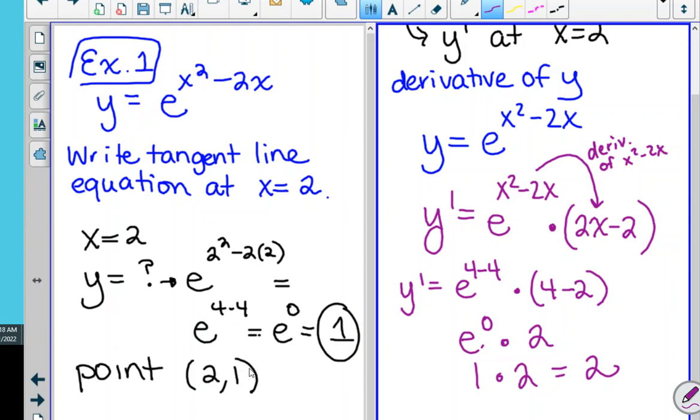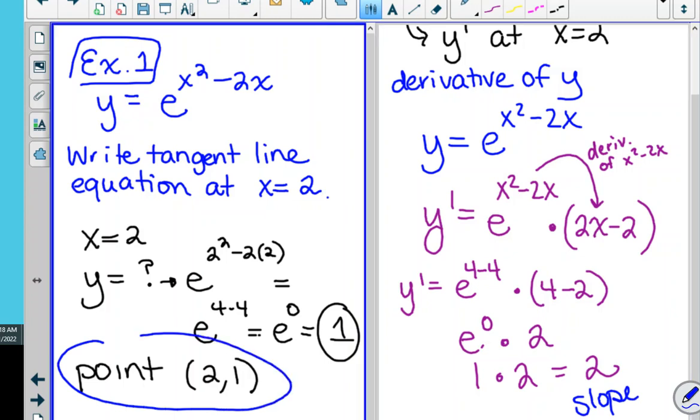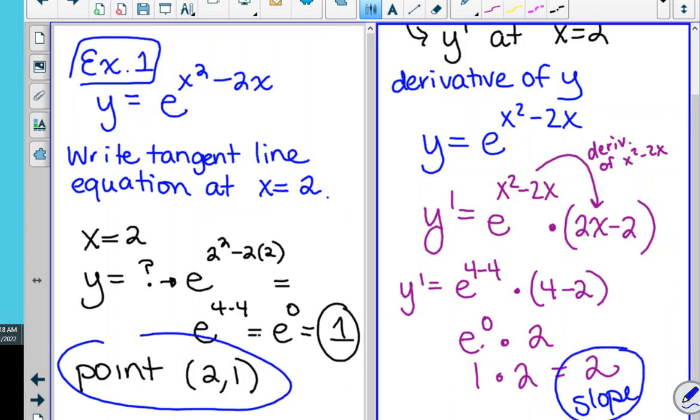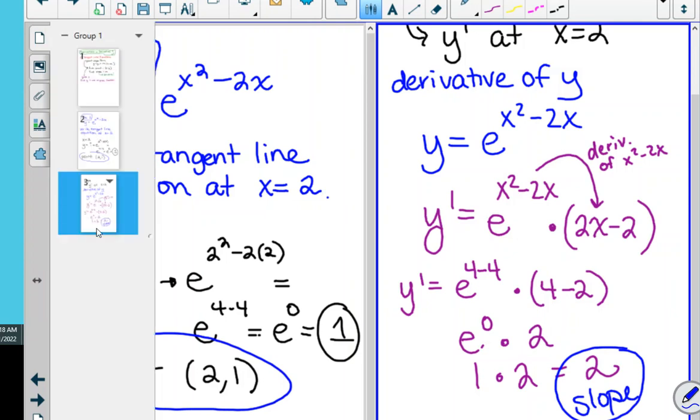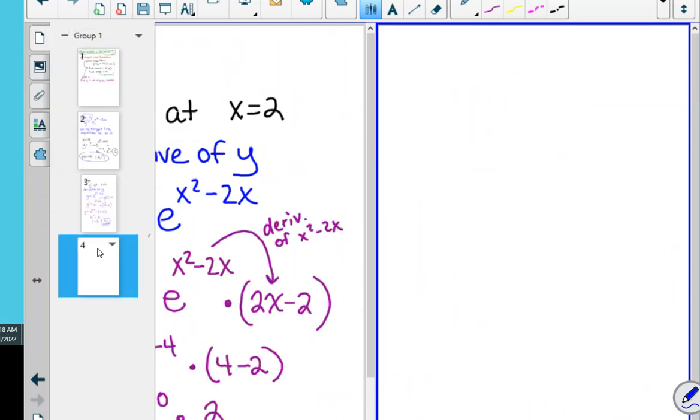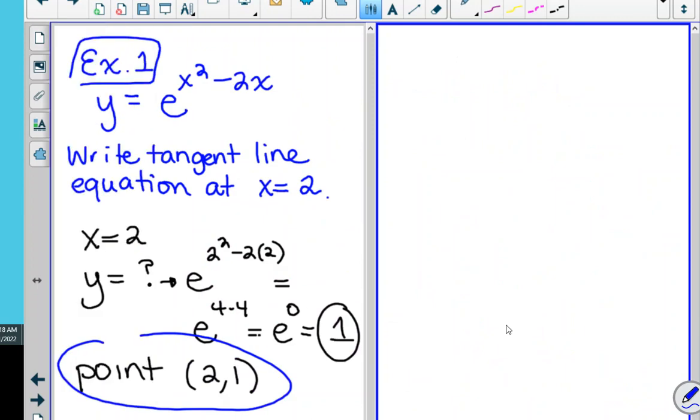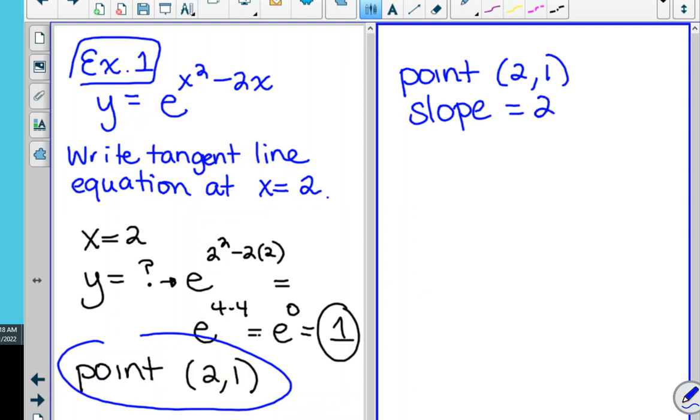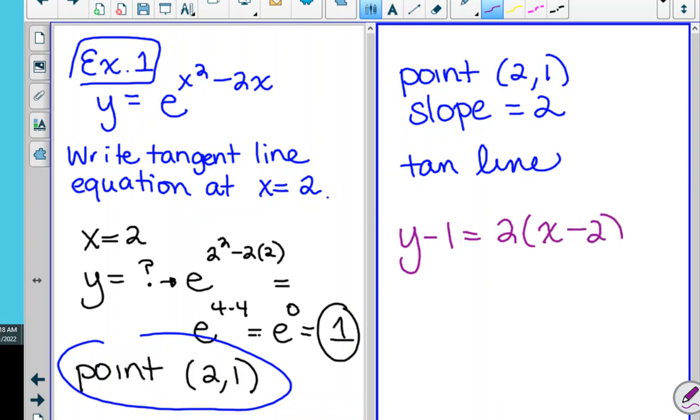So we've generated the slope of our tangent line. We have a point, we have a slope. I'm going to add a page in, but I'm going to move it here. So my point was 2, 1, and my slope turned out to be 2. So my tangent line is, here we go, y minus 1 equals 2 times x minus 2.